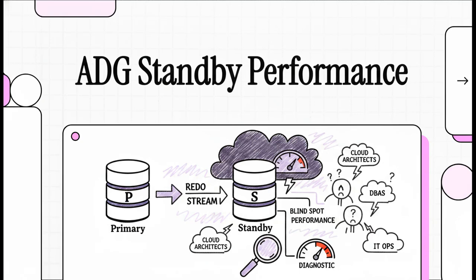Welcome to This Explainer. Today, we're tackling a massive operational blind spot that cloud architects, database administrators, and IT ops professionals run into way too often. We're talking about diagnosing performance on your active DataGuard standby databases. If you've ever felt like you're operating completely in the dark when your standby suddenly bogs down, well, you're absolutely in the right place. Let's break down the architecture and the exact practical steps you need to solve this once and for all.